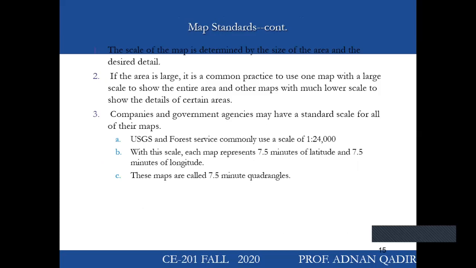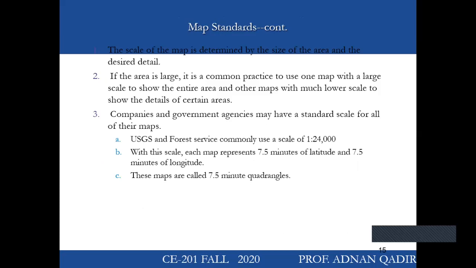Also, the scale of the map is determined by the size of the area and the desired detail. If the area is large, it is common practice to use one map with a small scale to show the entire area, and another map with a larger scale to show certain features of other areas.